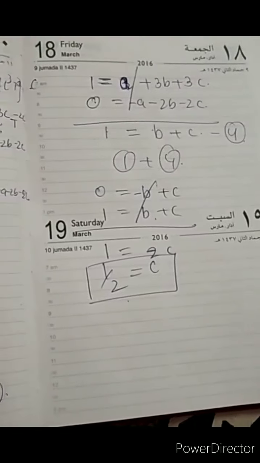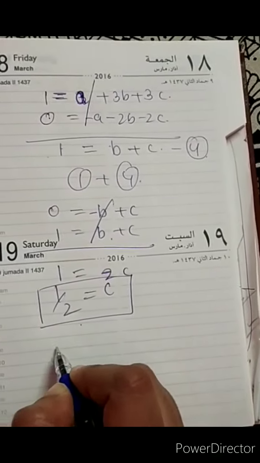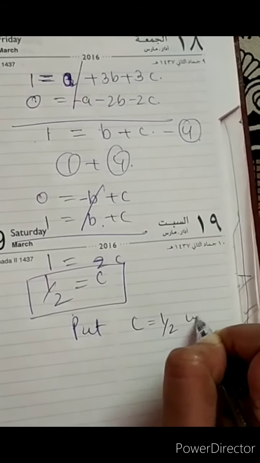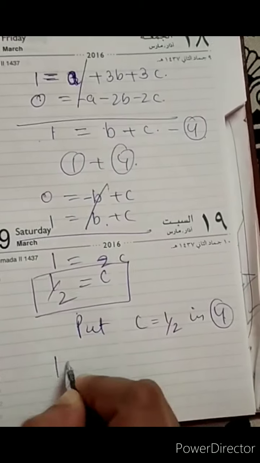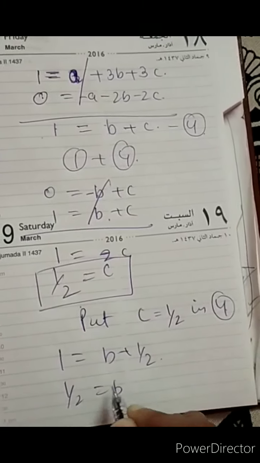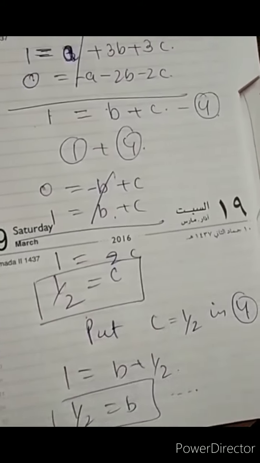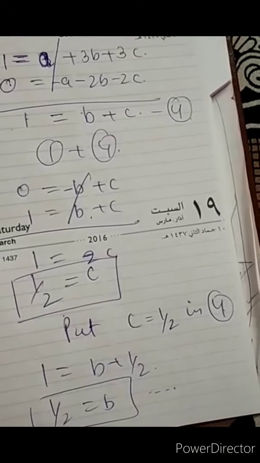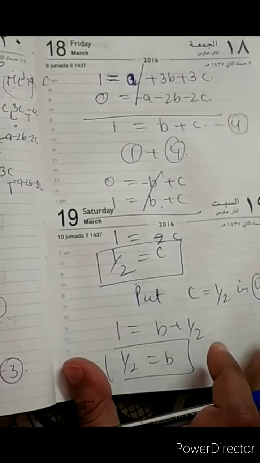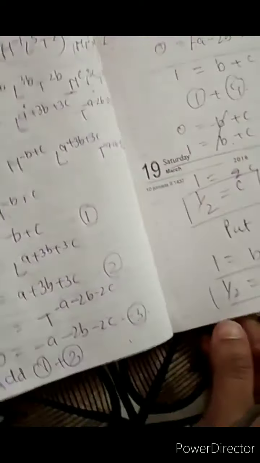If you put c is equals to 1 by 2 in equation 4, you will get 1 is equals to b plus half, or half is equals to b. Okay, you get the value of b also, you get the value of c also. Similarly, you get the value of a by putting it in any equation you want.